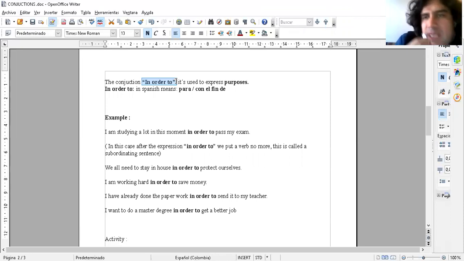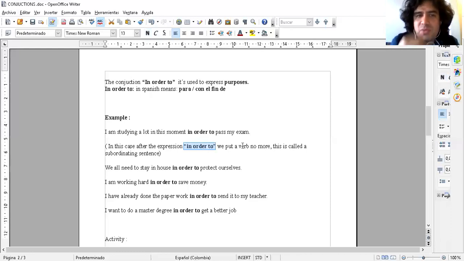Example, I am studying a lot in this moment in order to pass my exam. Estoy estudiando mucho en este momento con el fin de pasar mi examen, ¿ok? Be careful. In order to, it's a little bit different than because and so. Why? Because check this. In this case, after the expression in order to, we put a verb, no more.